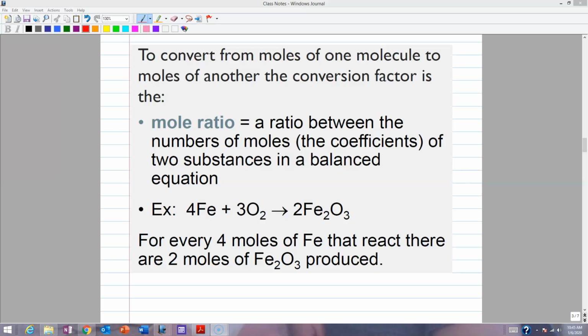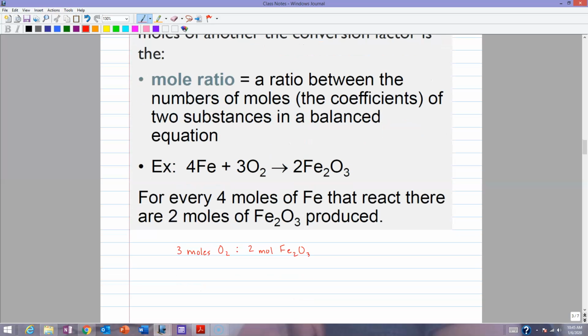So how many moles of oxygen do I need to produce 2 moles of iron 3 oxide? Well, I'm going to look at the coefficient in front of oxygen, and I'm going to see that it's a 3. And so for every 3 moles of oxygen, I can produce 2 moles of iron 3 oxide. And this is what we call a mole ratio.